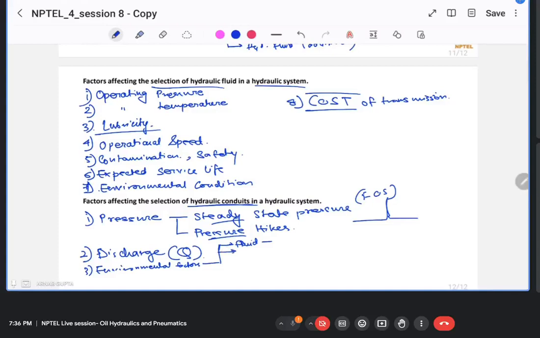Next is the temperature. How much temperature is it operating at? Whether it is high. If it's high, then plastic is not recommended. Rubber is not recommended. Then you have to use stainless steel. In corrosive environments, you have to use stainless steel. But again, if you use stainless steel in all places, then it is incurring huge cost. So that is again not desirable. So these things should be optimized.